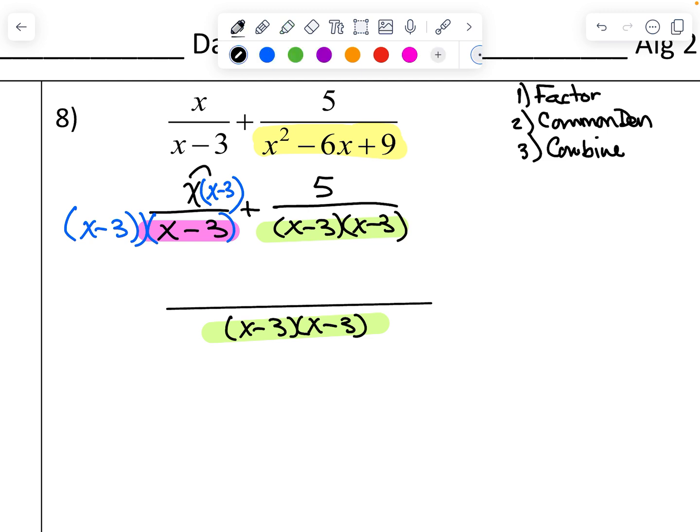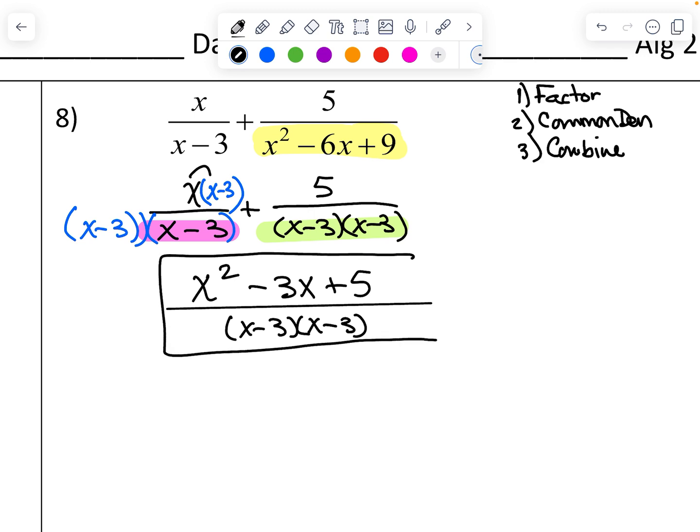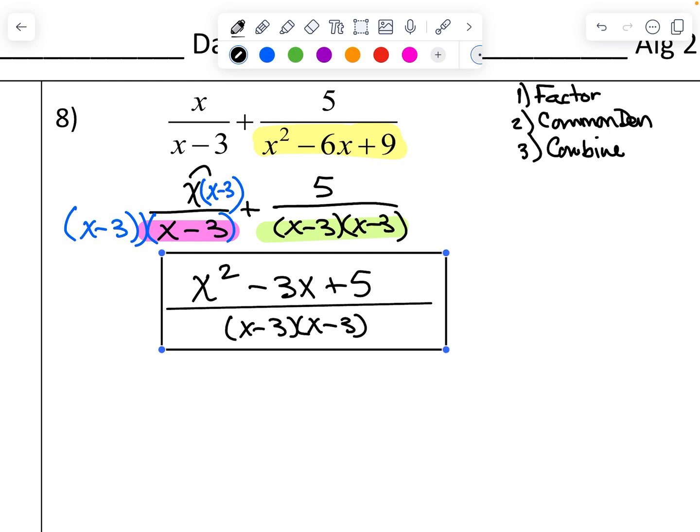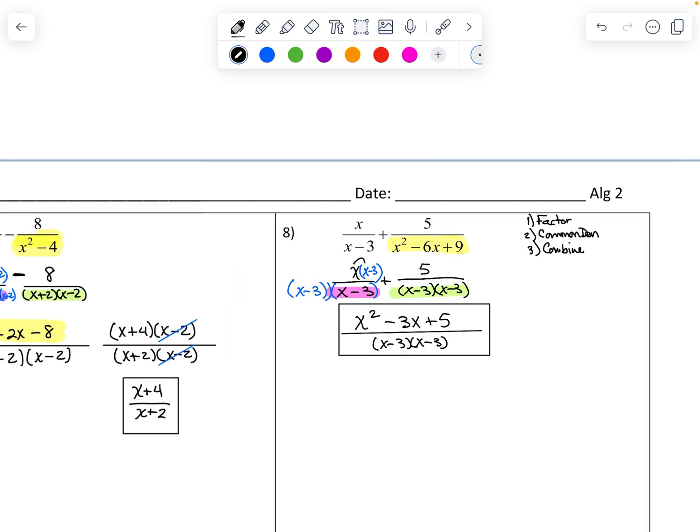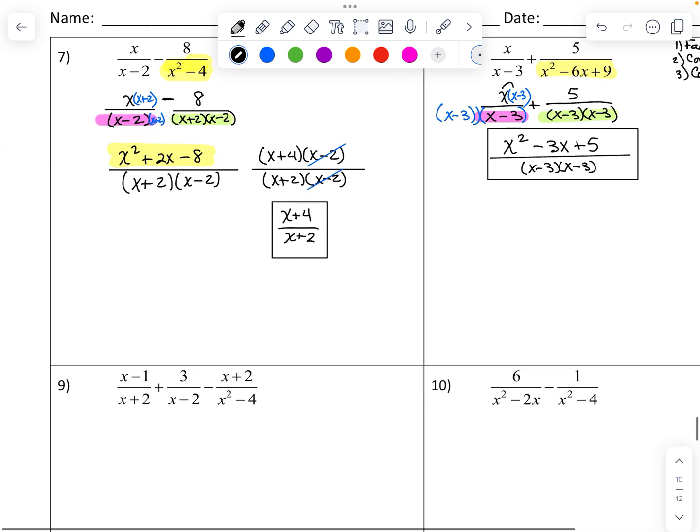The x times x is x squared. X times 3 is negative 3x plus 5. And fortunately, there are no factors of 5 that add to 3. So we are done. So we are finished. And so all we need to do is say that we know we're done. This is our answer, because a quadratic cannot be factored. Alrighty.